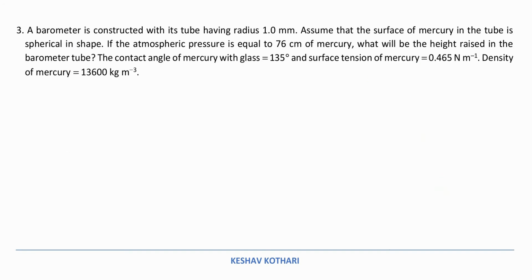A barometer is constructed with its tube having a radius of 1 millimeter. Assume that the surface of mercury in the tube is spherical in shape. If the atmospheric pressure is equal to 76 centimeter of mercury, what will be the height raised in the barometer tube? The contact angle of mercury with the glass is 135 degrees and surface tension of mercury is 0.465 Newton per meter. Density of mercury is given as 13600 kg per meter cube.